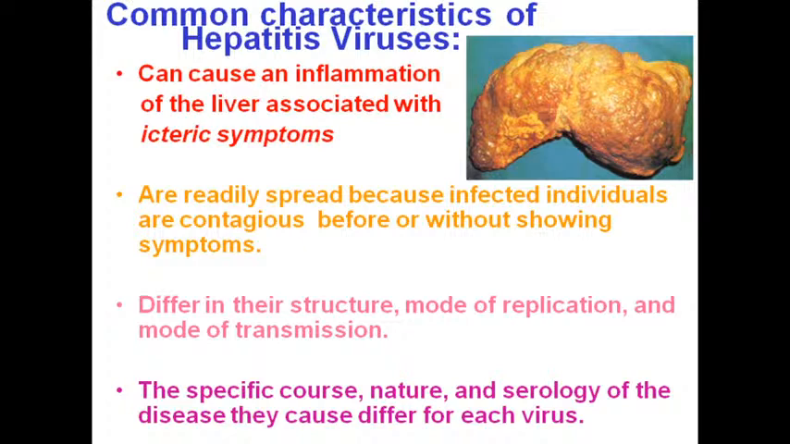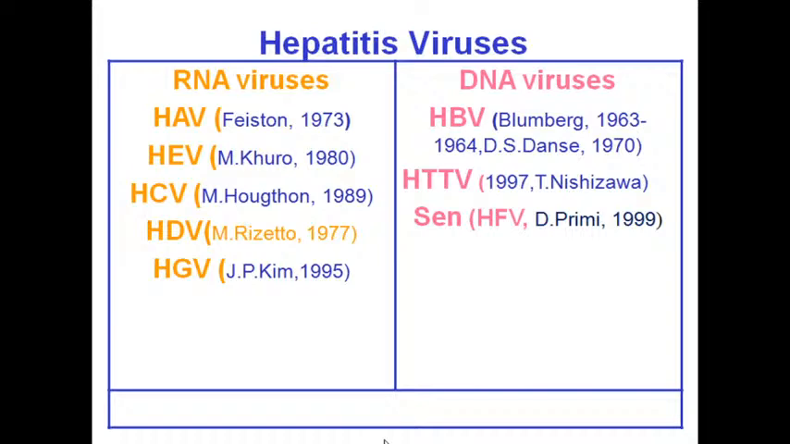Also, what is important, some patients may have asymptomatic infections of hepatitis viruses, but even if they won't have symptoms, they can be contagious. That's what we have here, right? And then, all hepatitis viruses are different in their structures, in the mode of replication, and the mode of transmission. And the specific cause, nature, and serology of the disease differ in each virus. So we will take a look at the viruses.